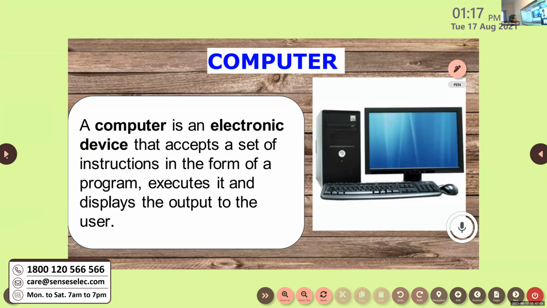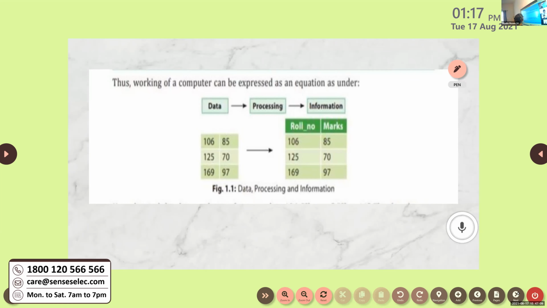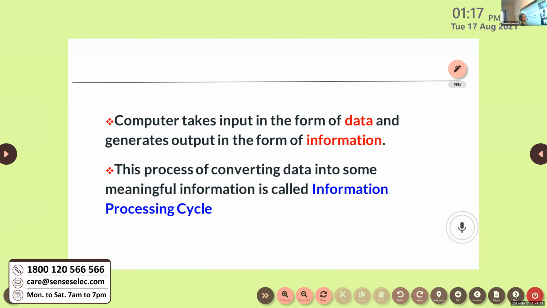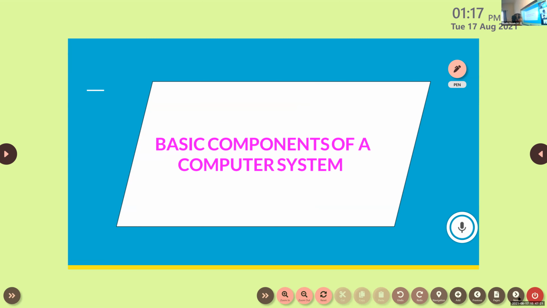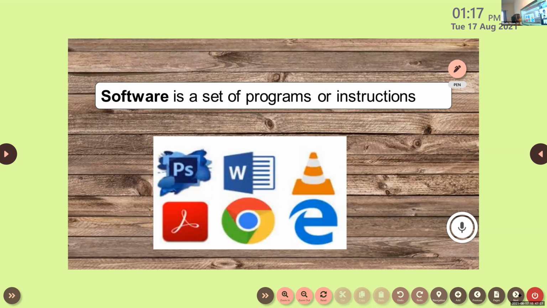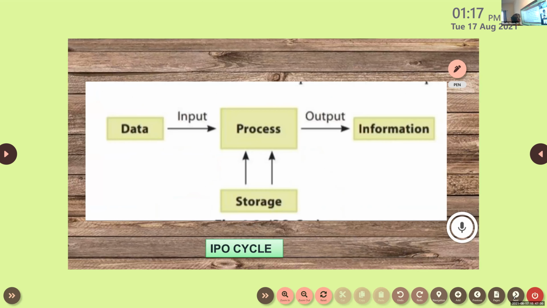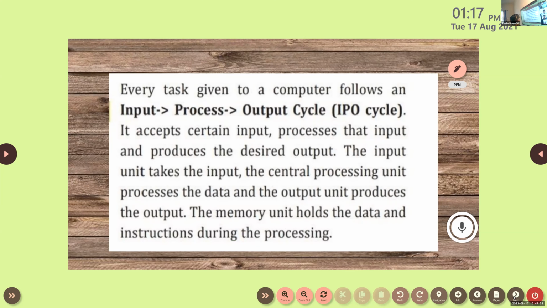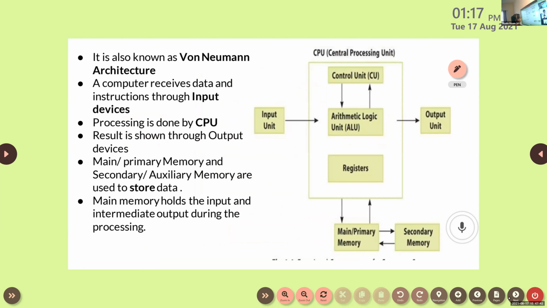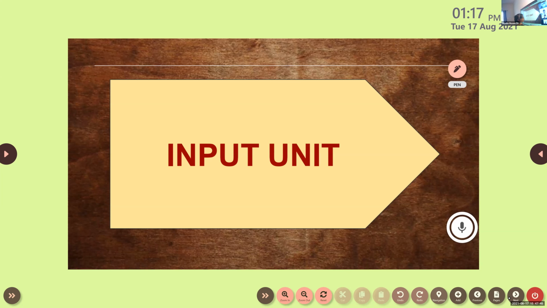So, in the previous session, we have learned about what is a computer, isn't it? Then we have gone through basic details about data and information. Then we have learned about the information processing cycle. Then computer system, hardware, then software, then the IPO cycle. I stands for input, P stands for process, and O stands for output. After that, we have gone through the architecture of the computer system, right? Then we were just discussing the input unit.